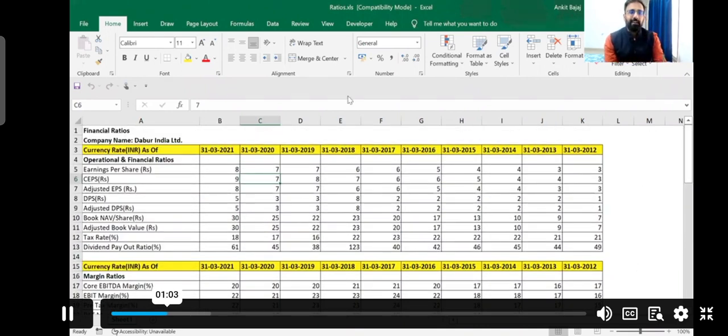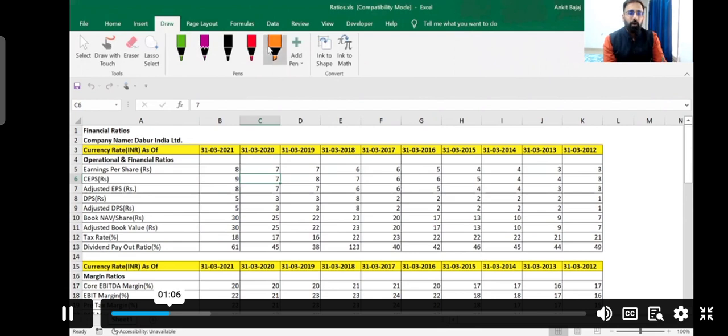The very first ratio which I will be discussing is operational and financial ratios, right? Here we will check how the company's financial or operational ratios are performing. If you see here, the sub parts of operational and financial ratios are: first one is EPS, second is CEPS, that is cash earning per share. EPS means earning per share, adjusted earning per share, right? DPS means dividend per share, adjusted DPS. These ratios we will be discussing in detail, right?